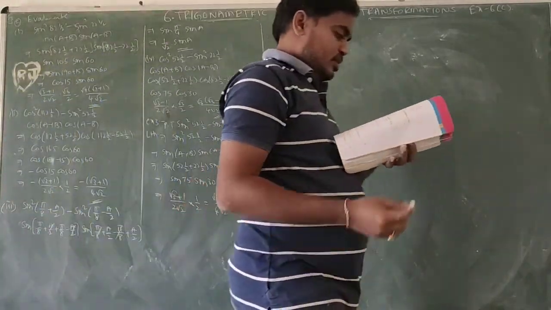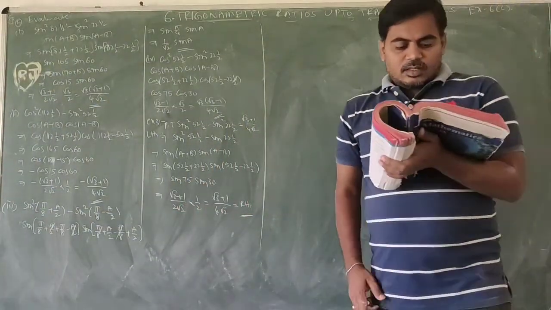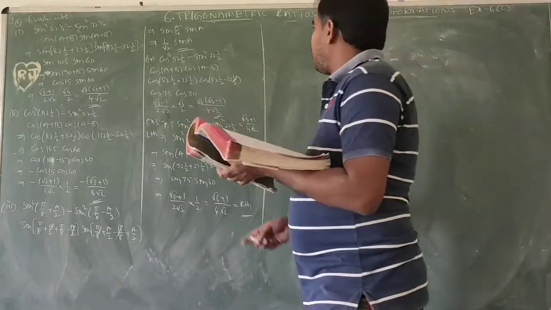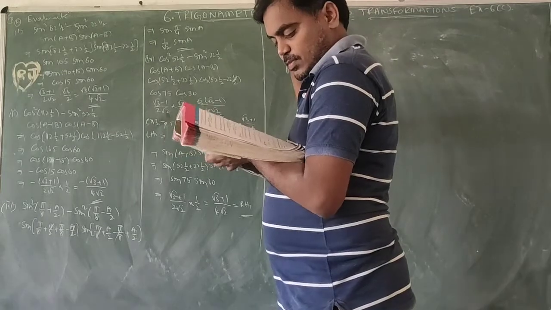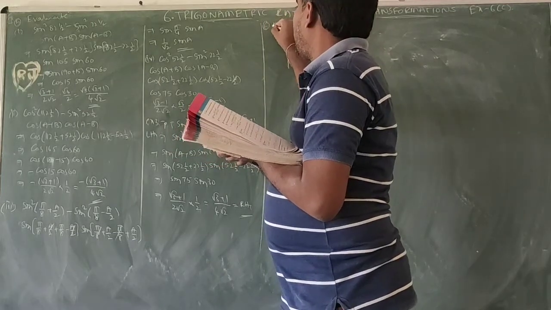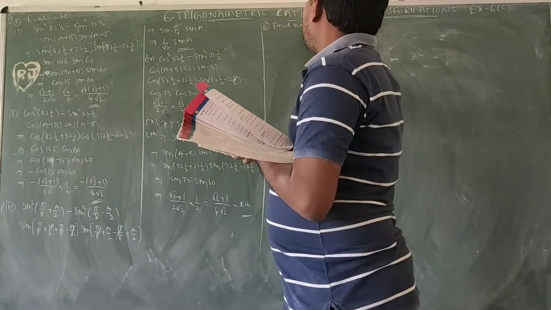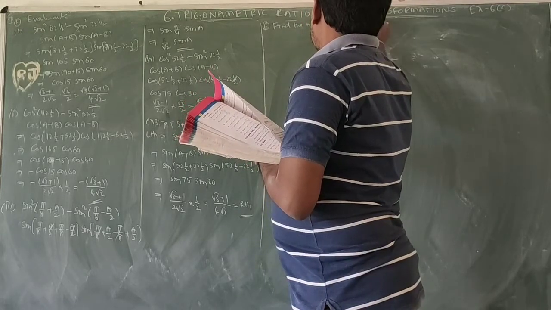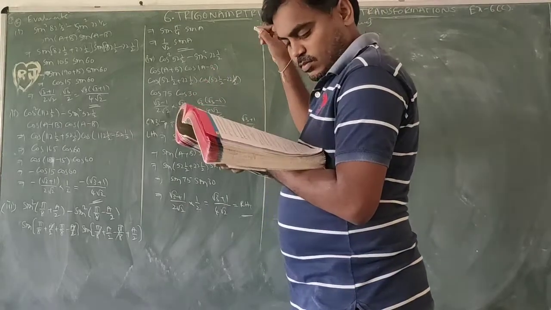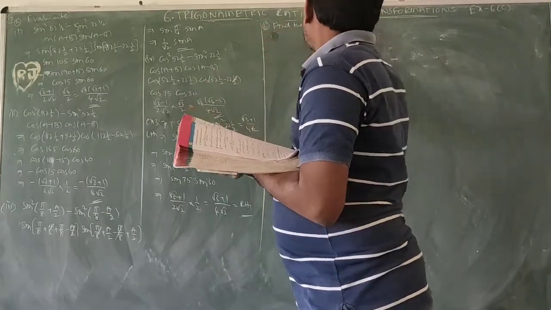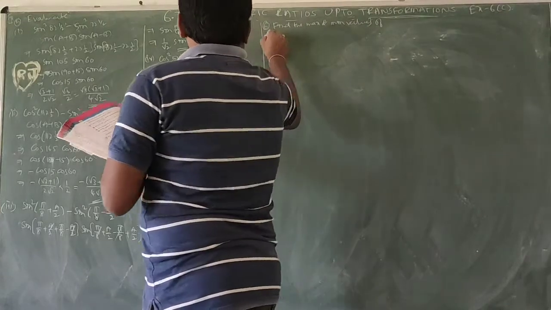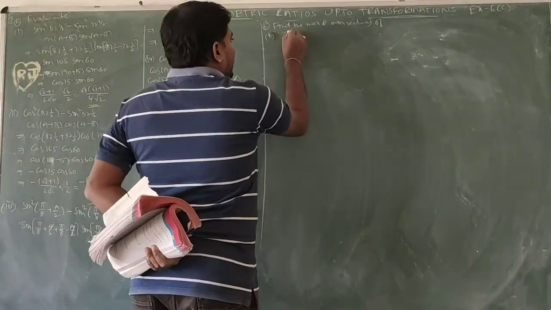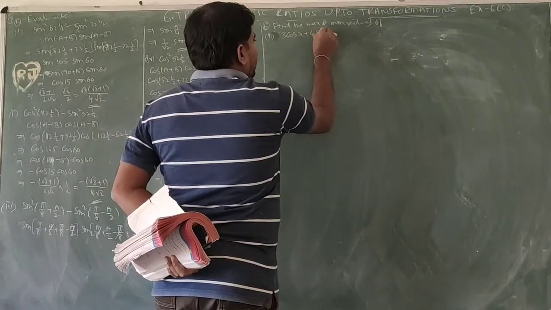Okay, next, question number 6. Find the maximum and minimum values of the sixth question. First one: 3 cos x plus 4 sin x.